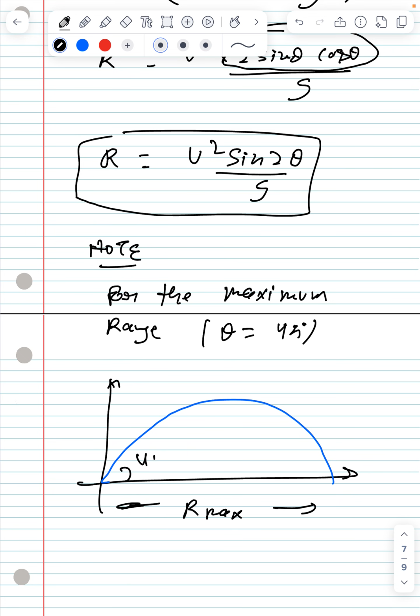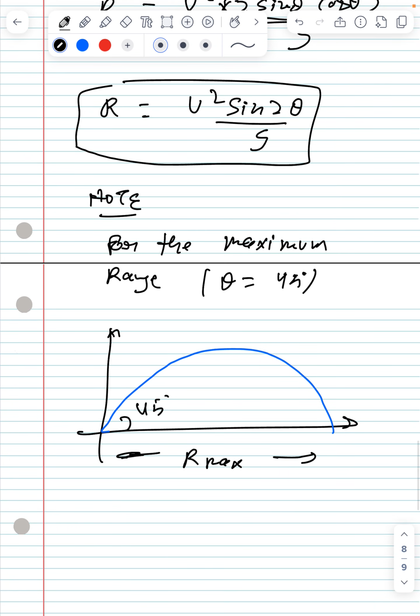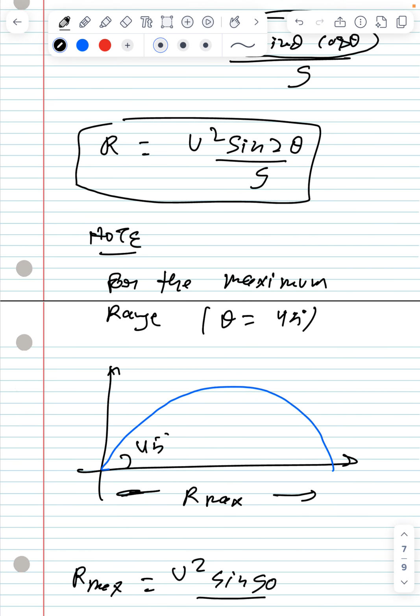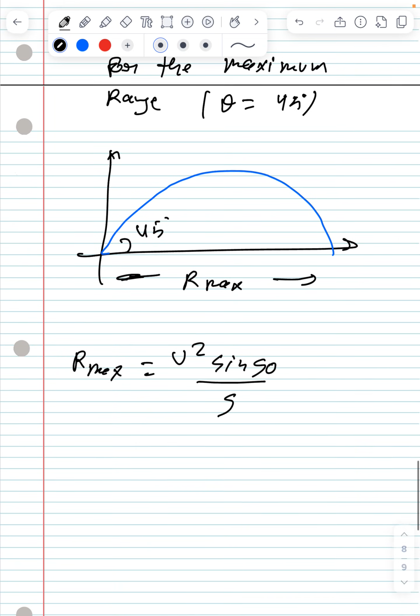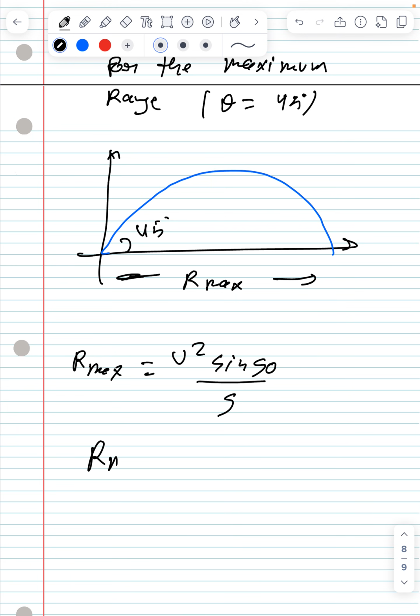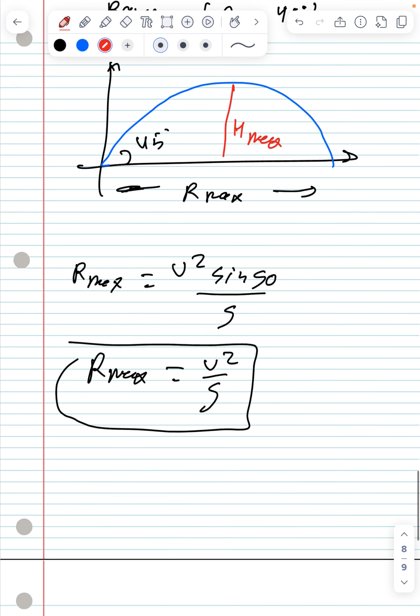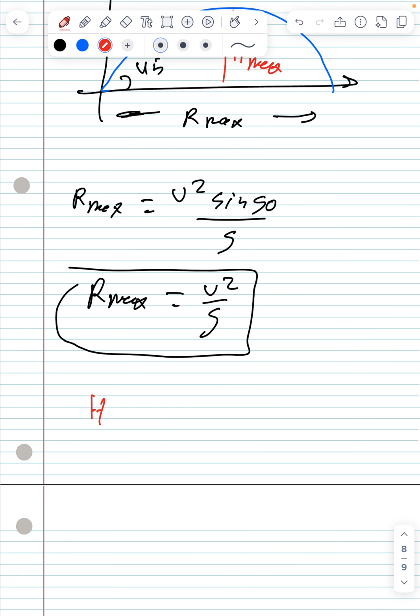For the maximum range, theta, mean the projectile angle, must be equal to 45 degrees. As in this figure, this is the maximum range, R max, and this is the angle of projection, 45 degrees. In this situation, R max equals u square sin 90, because here it is 2 theta and theta equals 45, double, mean sin 90, divided by g, and the value of sin 90 equals 1, mean R max equals u square divided by g.